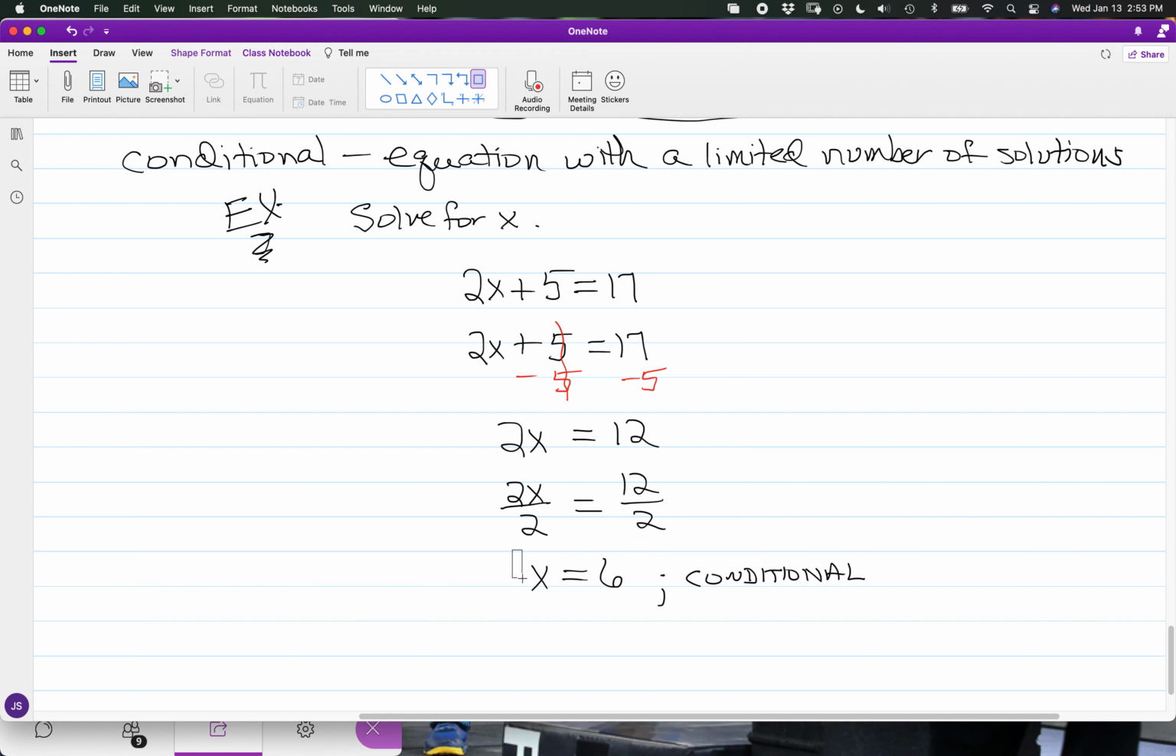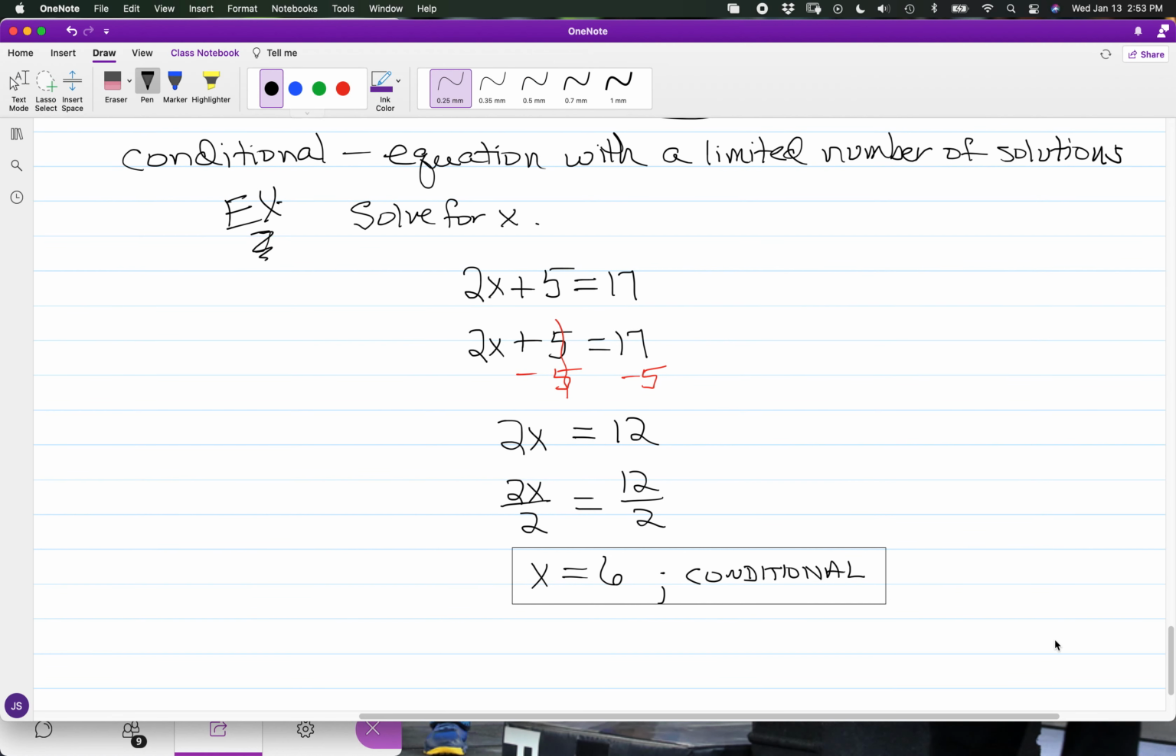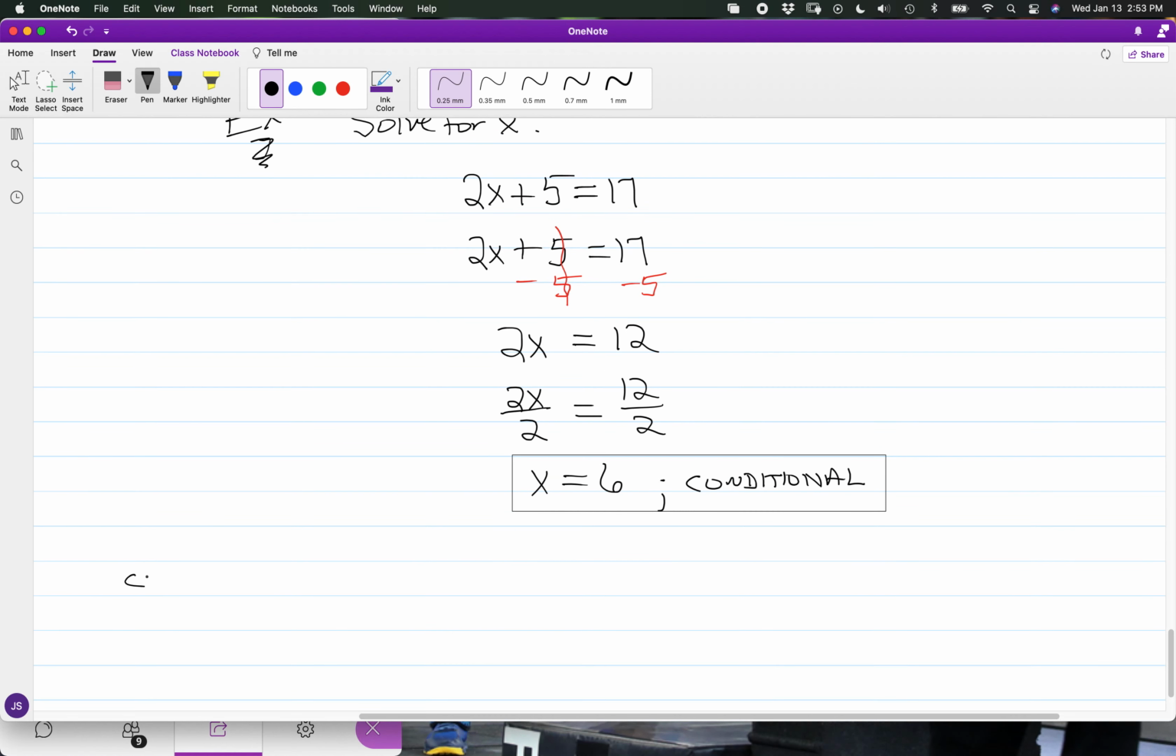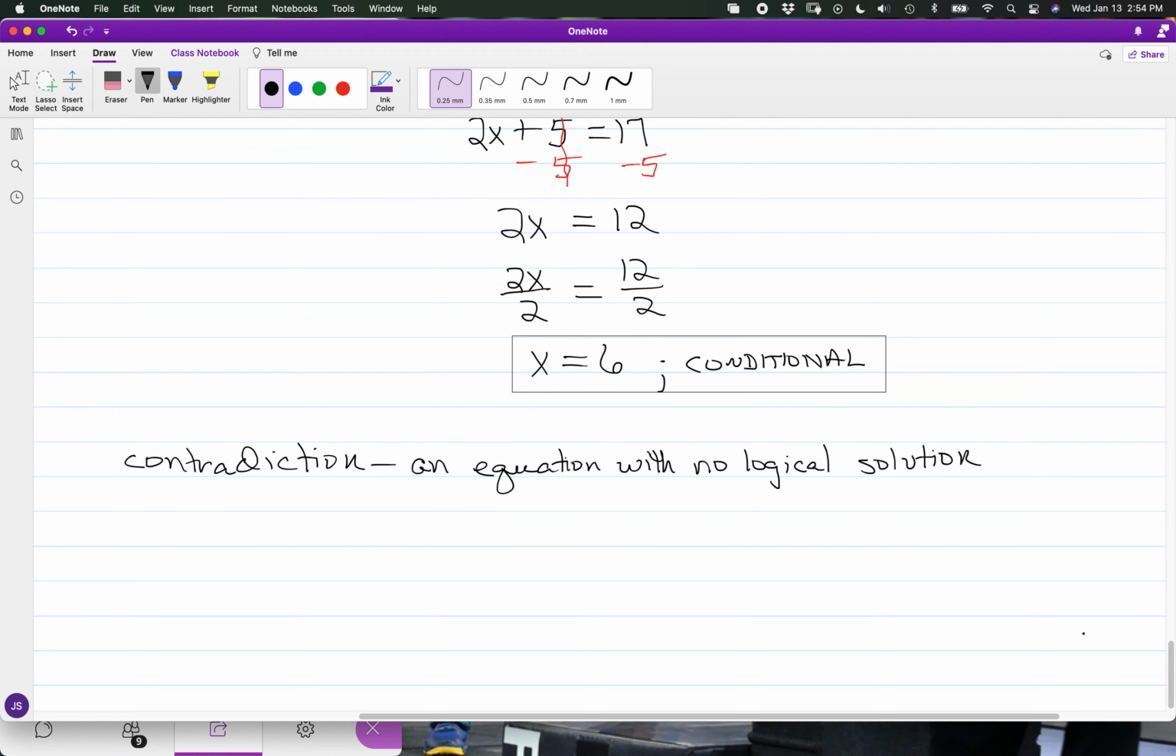Now, in the next category we have a contradiction. A contradiction is going to be an equation that has no logical solution. So you're trying to avoid inconsistencies.